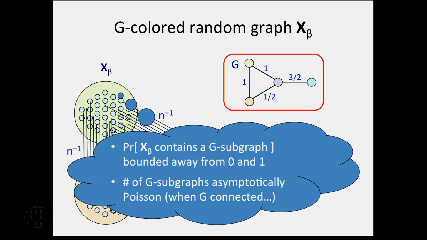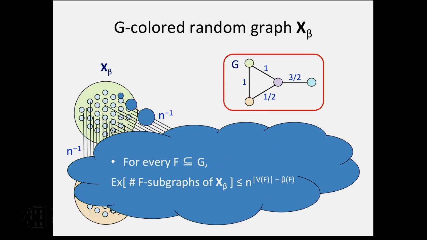Okay, so these have a lot of really nice properties. Justifying the terminology threshold weighting, you can show that the probability that x sub beta contains a G subgraph is bounded away from 0 and 1. And moreover, in nice cases when G is connected and beta is strict in some sense, the number of G subgraphs is asymptotically Poisson. And there's a really nice expression for the number of F subgraphs in here for any subgraph F of G. This isn't terribly important, but we use all these facts about this random graph in the lower bound.